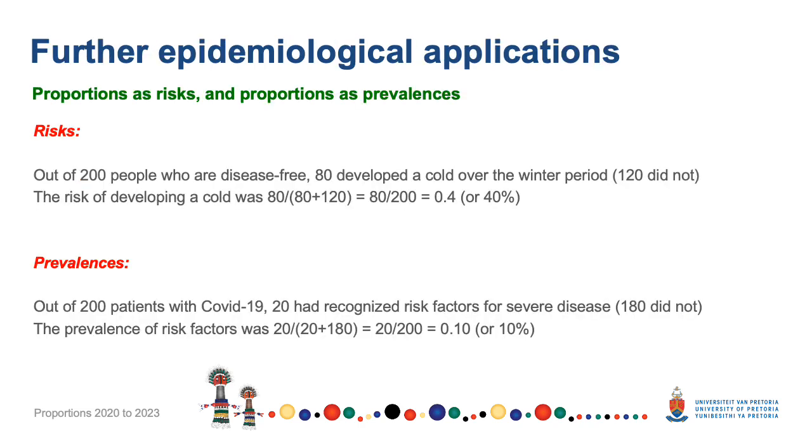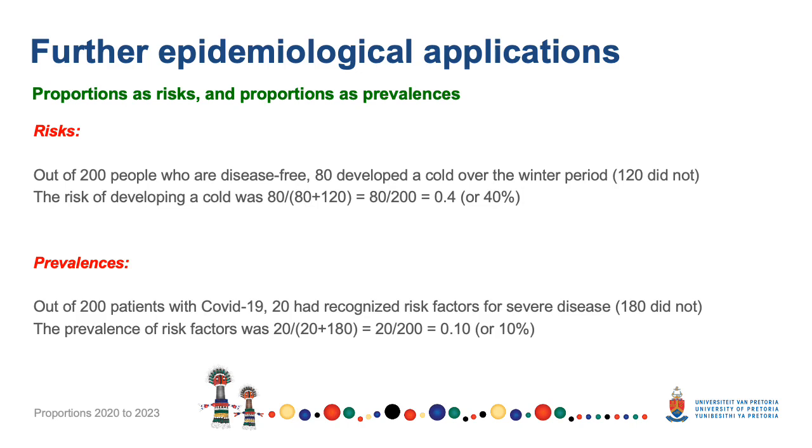On this final slide, we illustrate two other applications where we use proportions. We use proportions to estimate risks, and also we use proportions for prevalences. These are both important epidemiological concepts, as you will see as the course progresses. Let's look at risks first.